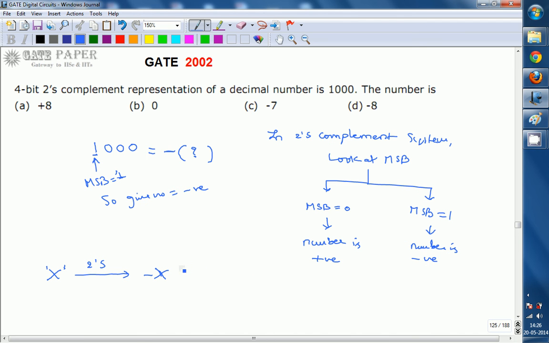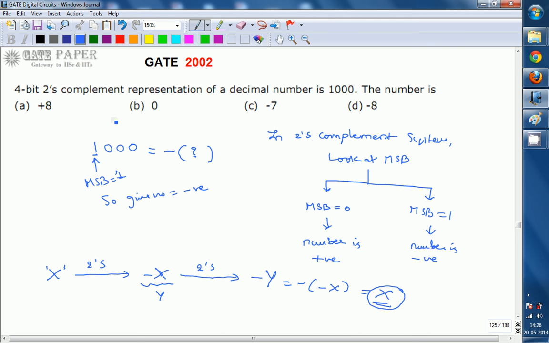Again, if you take the 2's complement one more time, assume this number is y. The 2's complement of y is minus y. Here y is actually minus x, and minus of minus x is x. So you will know the magnitude of a 2's complement number if you take the 2's complement again. Minus into minus becomes plus, and you will know the magnitude.